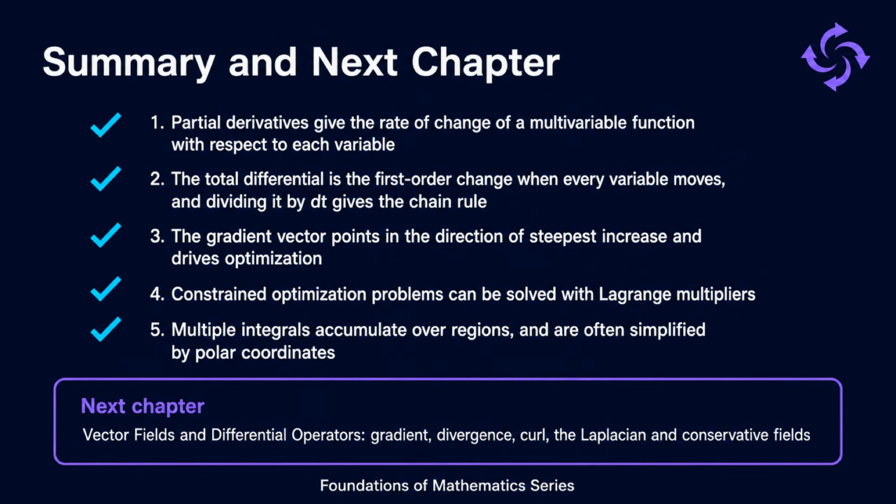Constrained optimization problems can be solved using Lagrange multipliers, and multiple integrals calculate accumulated quantities over regions, often simplified by polar coordinates, provided you keep the Jacobian factor. Next chapter, vector fields and differential operators, where the gradient is joined by divergence, curl, and the Laplacian.